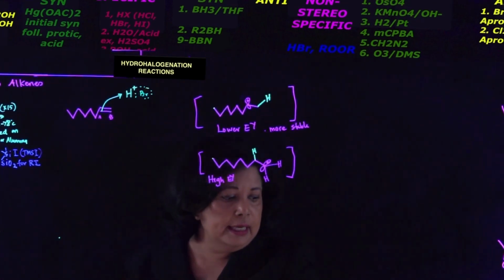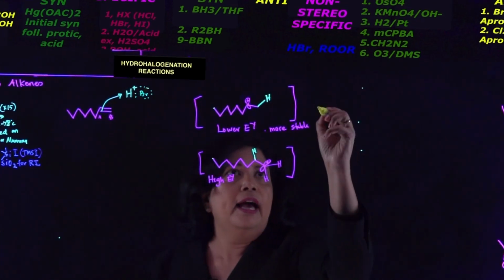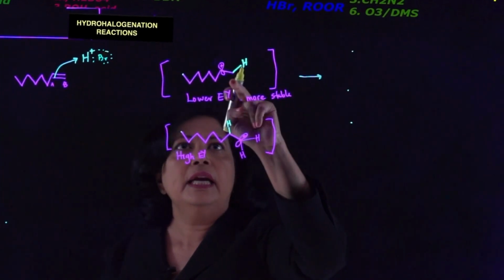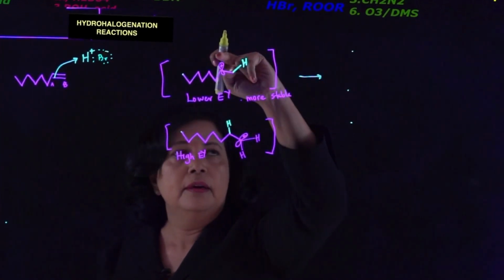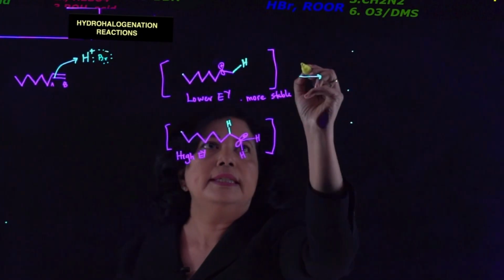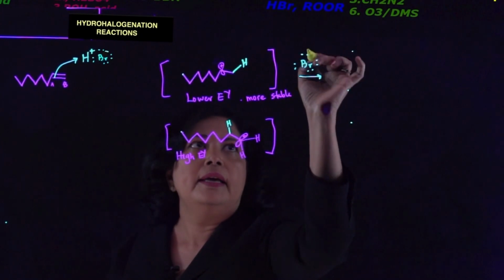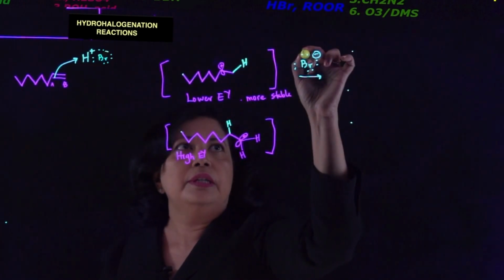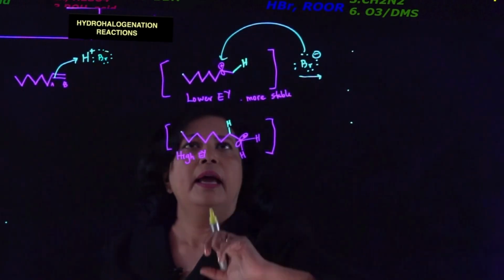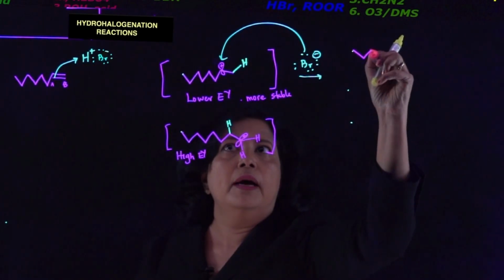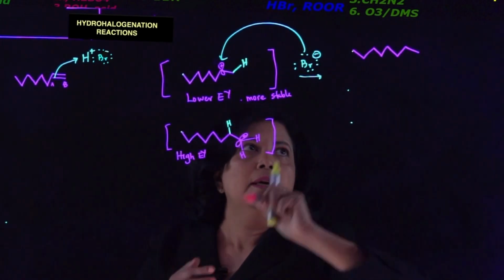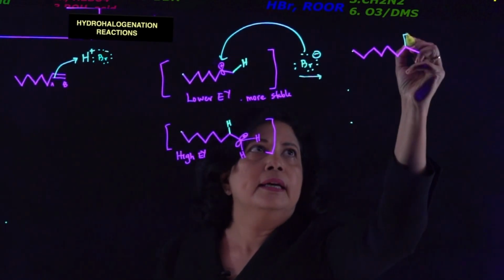Once it's there, now you have choices. You can have the bromide attack from either above or below. So let's say the bromide minus comes in and it can go into this top lobe here, and you can get a bromide that is going to be above the plane.